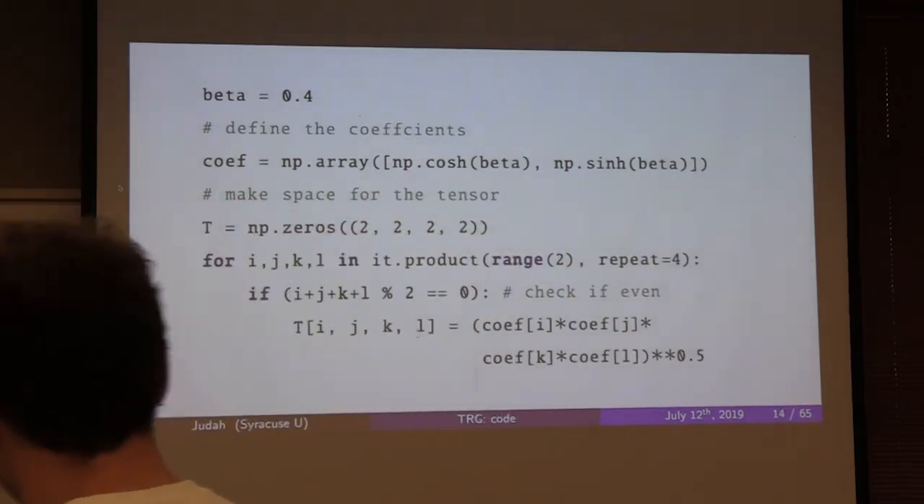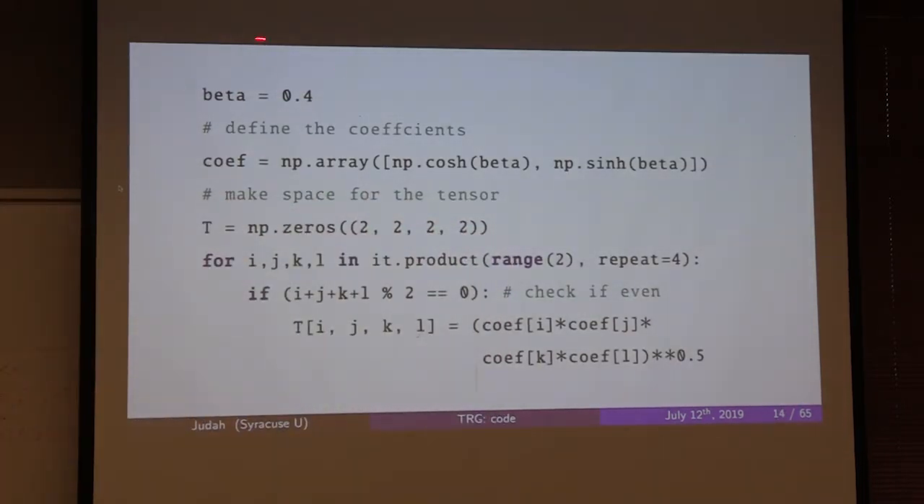Okay, here's how I did it. Beta, I made a number again. So this is an array, a vector array that I like, or I mean a one-dimensional array.